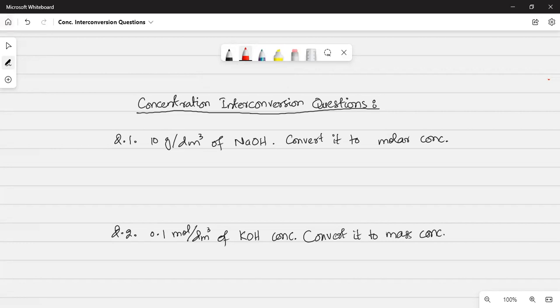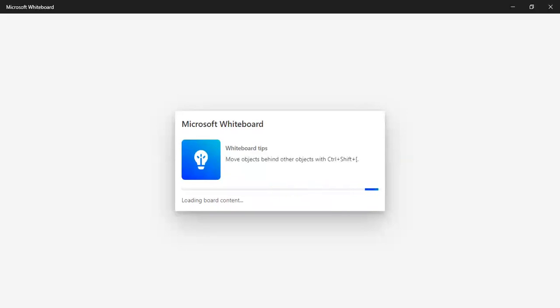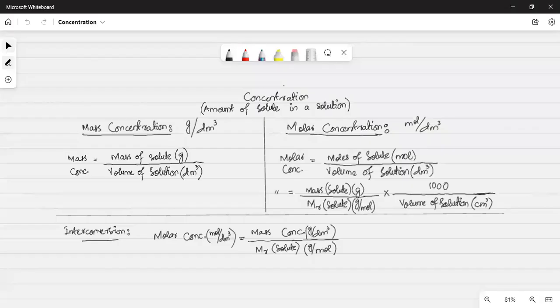Okay, let me take you to that page. Just a minute. Okay, so that concentration diagram in which I stated the types of concentration, at the bottom of that specific page you would see the concentration interconversion formula. This is a very specific formula: molar concentration in mole per decimeter cube is equal to mass concentration, in the units of gram per decimeter cube, divided by the MR of solute in gram per mole. That's the formula you were supposed to use for these two questions.